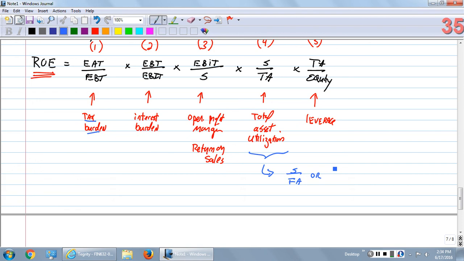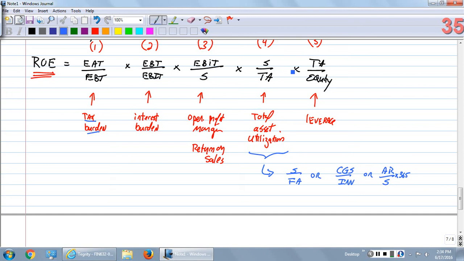We could look at our inventory turnover, which is cost of goods sold over inventory. Perhaps it is related to our accounts receivable, accounts receivable divided by sales. Actually, it's average accounts receivable over sales times 365. But the point is that if it's ratio number 4 that is lagging, we can try to figure out why our asset utilization ratio is lagging.